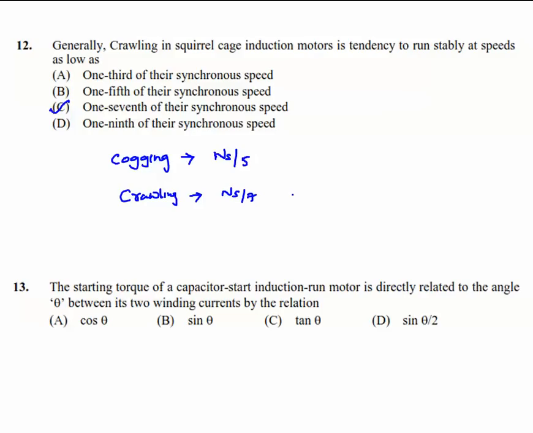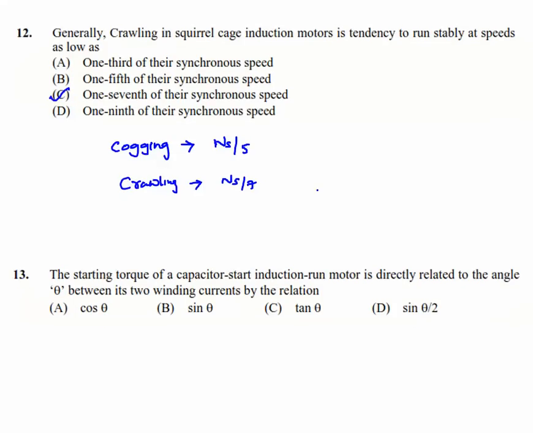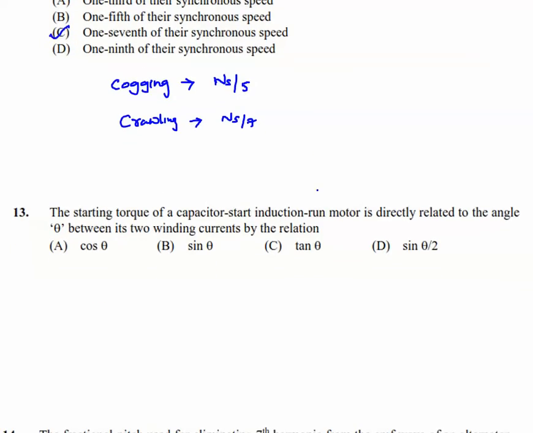Okay, and the next question, it's a very simple question. The starting torque of a capacitor start induction motor is directly related to the angle theta between its winding currents by the relationship. So the direct relationship is T is proportional to phi 1 phi 2 into sine theta, where theta is the angle between these fluxes phi 1 and phi 2 here, and the answer is B here.